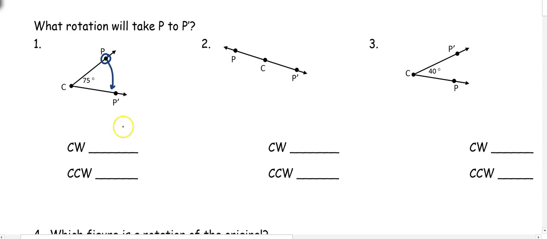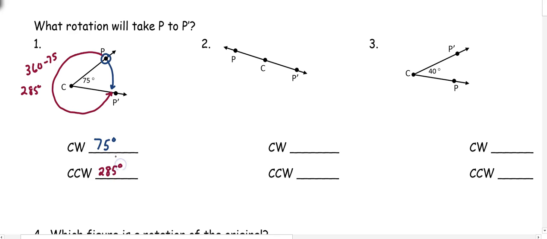If we go clockwise, we're going inside this angle, which is 75 degrees. If we go counterclockwise, we're going outside the angle. So remember that the whole circle is 365 degrees. So we're going to do 365 minus 75 to get our angle. So we get 285 degrees. So we'd be moving counterclockwise 285 degrees.